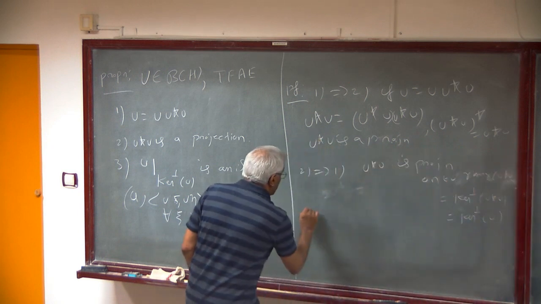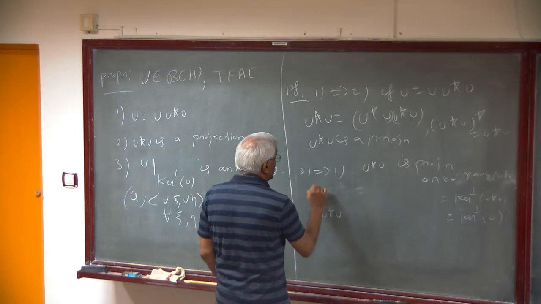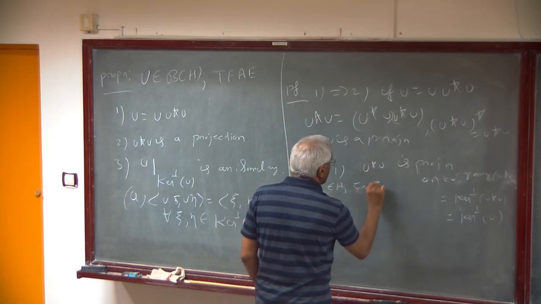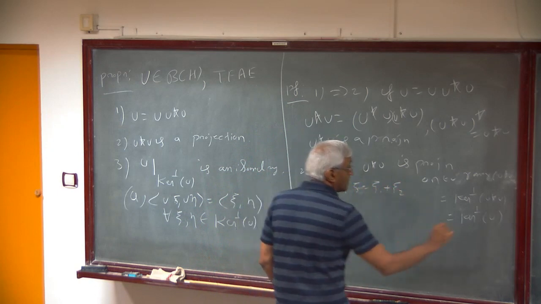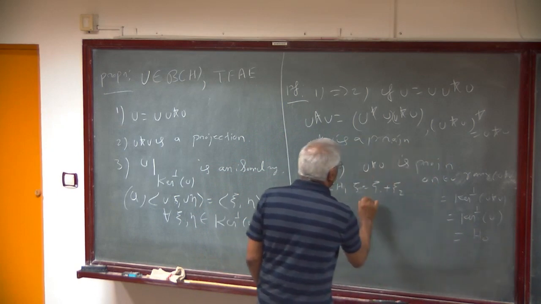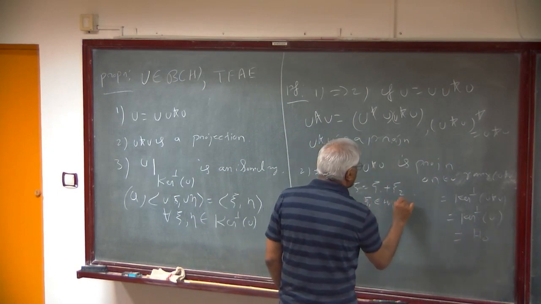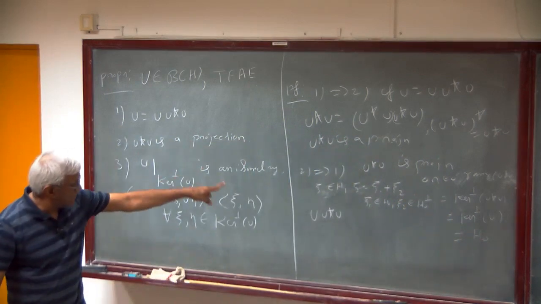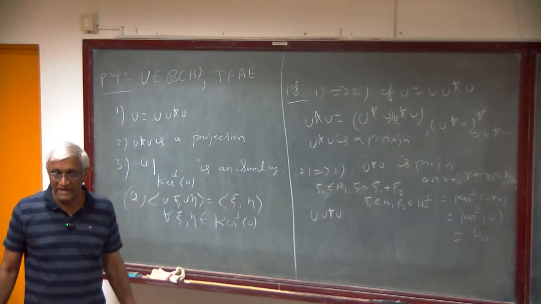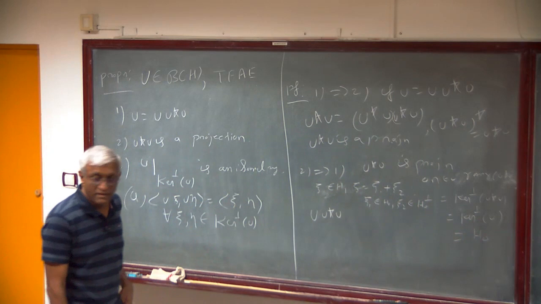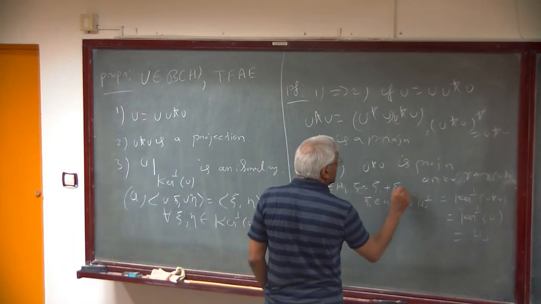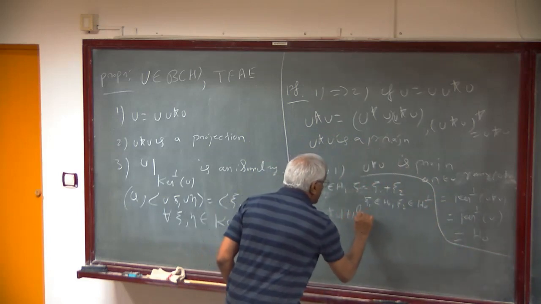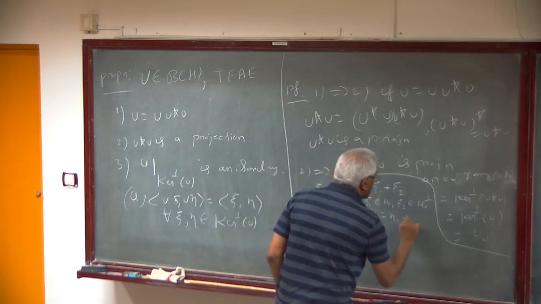Now we want to see what U star U is. Xi is in H, and xi is equal to xi1 plus xi2, where xi1 is in H0 and xi2 is in the orthogonal complement of H0. H0 is the range of the projection. Then you can decompose any xi as xi1 plus xi2, and similarly eta equal to eta1 plus eta2.